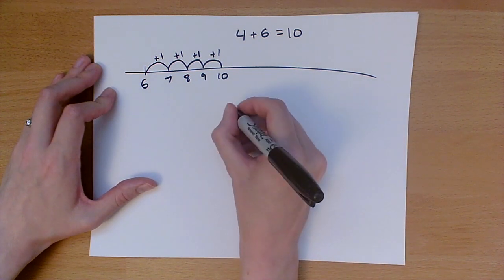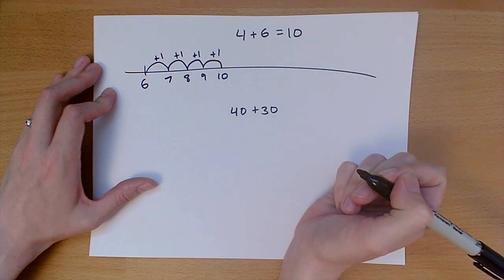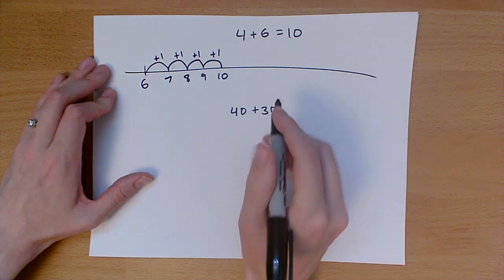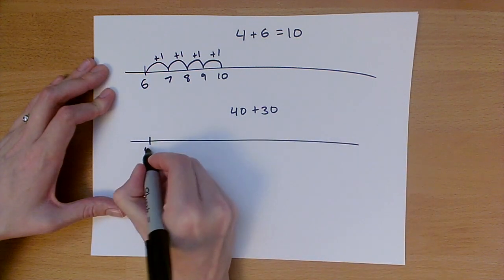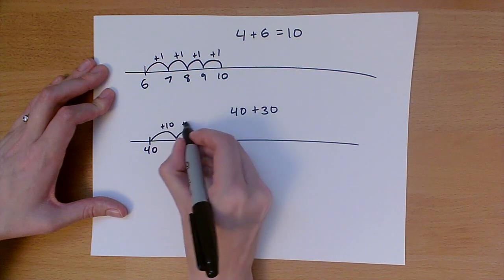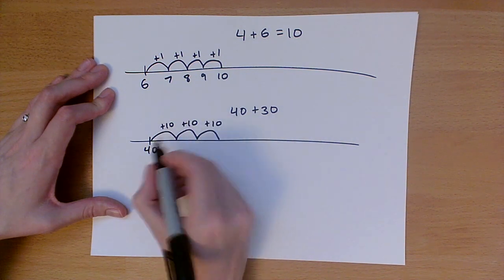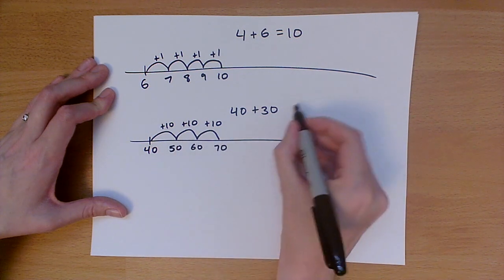Now let's add 40 plus 30. So in this equation here, again, I could try different ways. I'm going to start with 40, and then I'd add 3 groups of 10 to add 30. So I've got 40, 50, 60, 70.